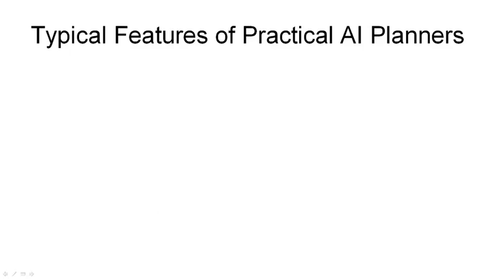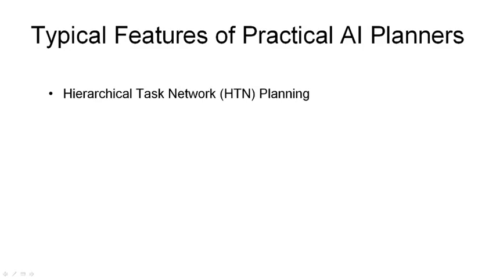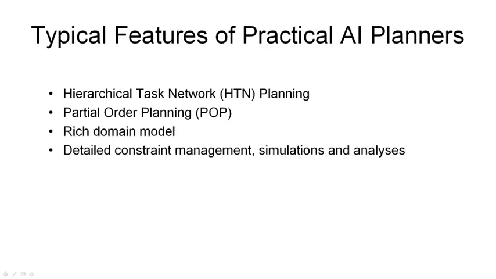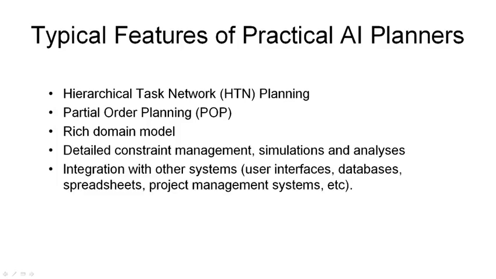Let me draw your attention to a number of features which are typical of practical AI planners. Often these are based on hierarchical task network planning at an outer layer. They often also allow for partial order of the resulting plans rather than insisting the plans are fully ordered. They often include a rich domain model. They can manage many types of constraints and include links to simulations and analyses to refine and restrict the plans. These planners often allow for integration with other systems, user interfaces, databases, spreadsheets, project management, corporate systems of various kinds.